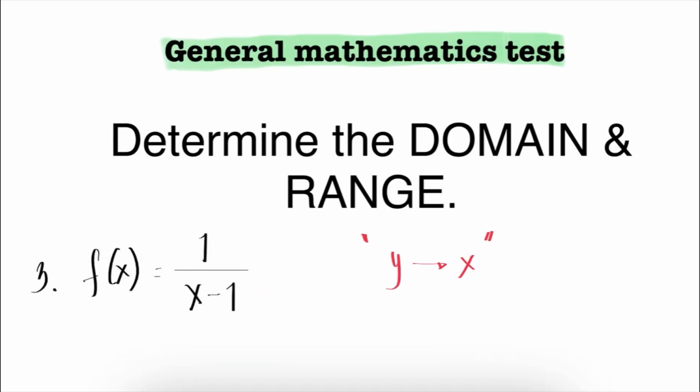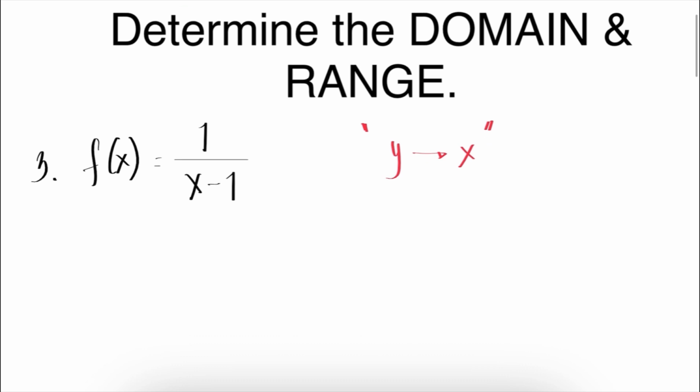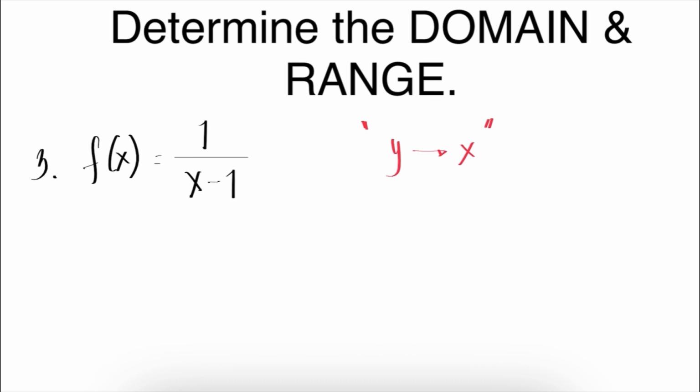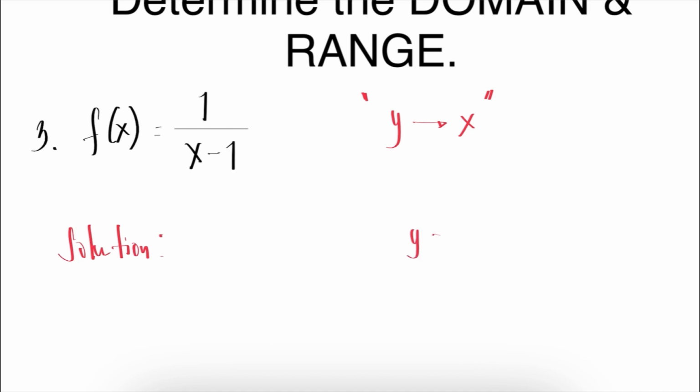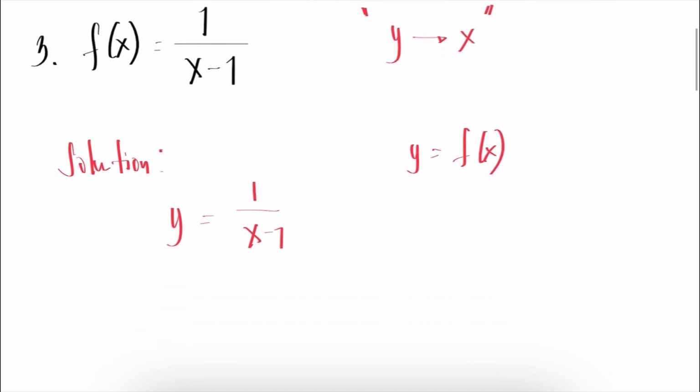Now, let's have example number 3. The given is the function f of x is equal to 1 over x minus 1. So again, to determine the domain, always write the equation y in terms of x or solve for y in terms of x. Okay, solution. Since y is equal to f of x, let us rewrite our given as y is equal to 1 over x minus 1. Take note that the given is already in y form.